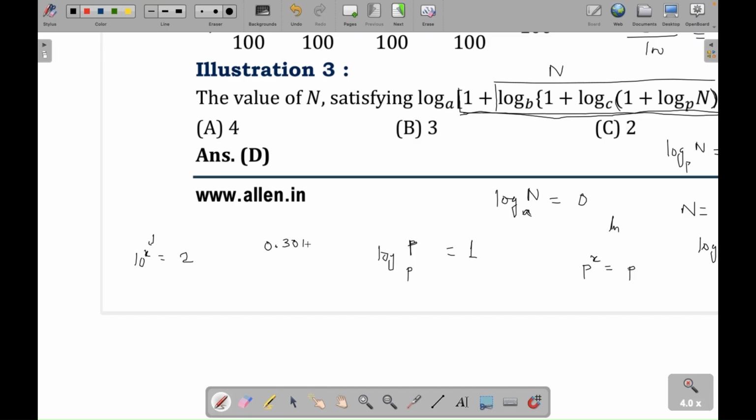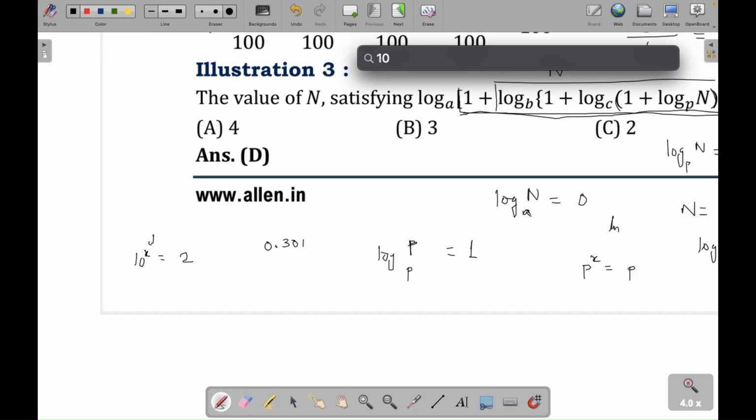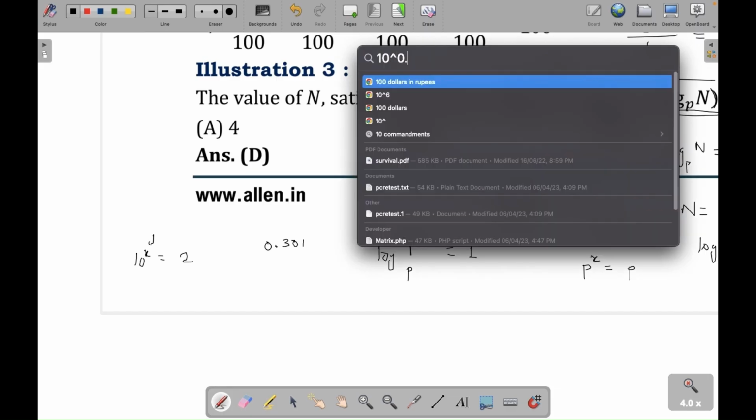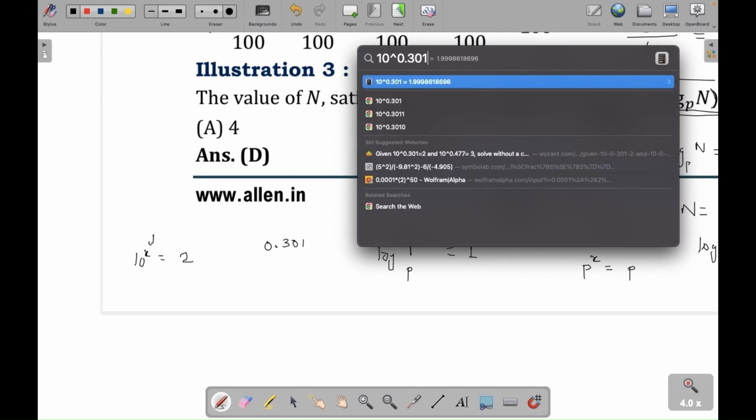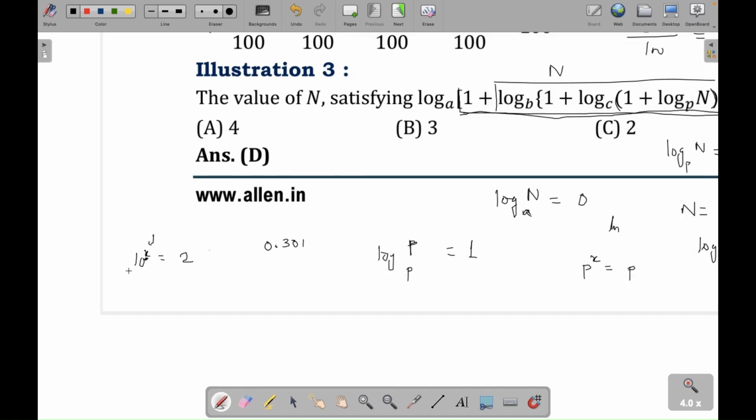And you can calculate. So 10 to the power 0.301, you see, it is 1.99998. If you round that off, it becomes close to 2. So logs are helpful for such cases wherein we don't know, or when we end up in such equations.